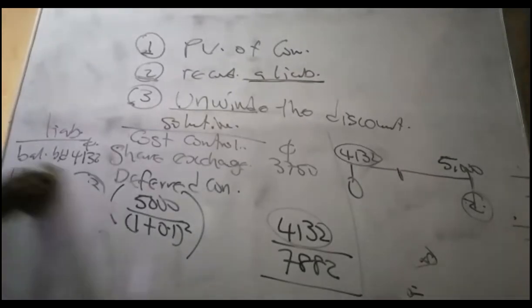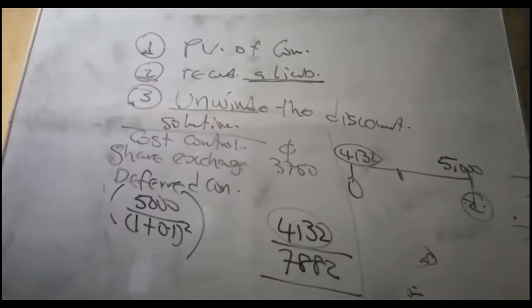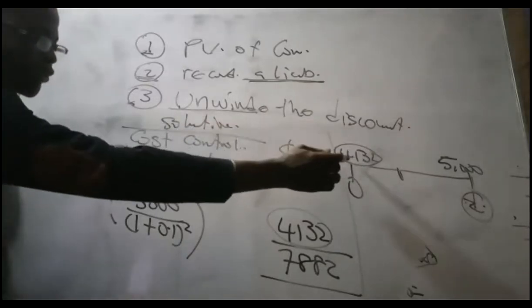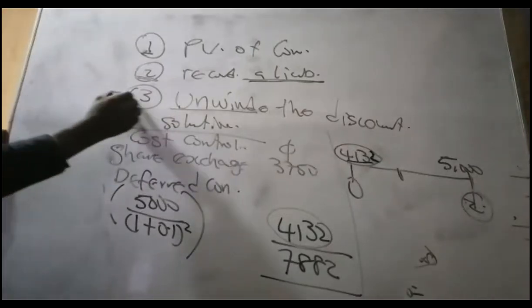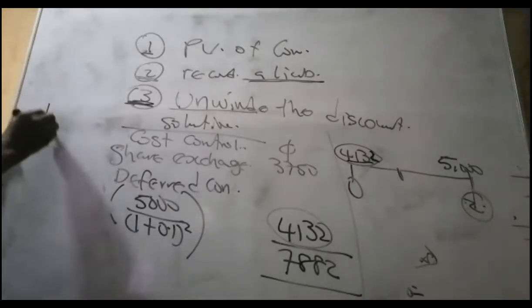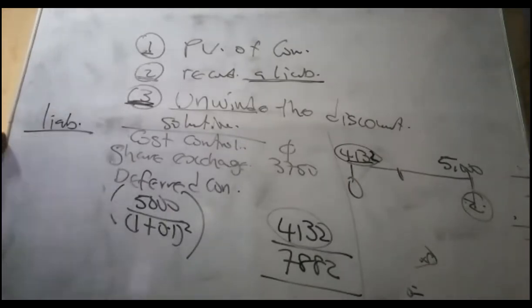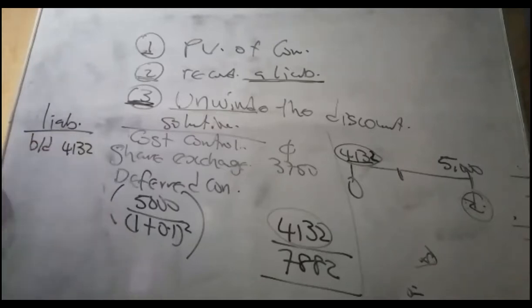Now let's start all over again. We said that we have to perform magic so that at the end of the 2-year period, that 4,132 will be 5,000. And we call it unwinding of the discount. So that one will be treated in the liability section. What's the opening balance of the liability? The opening balance was 4,132. Then third, unwinding of discount.